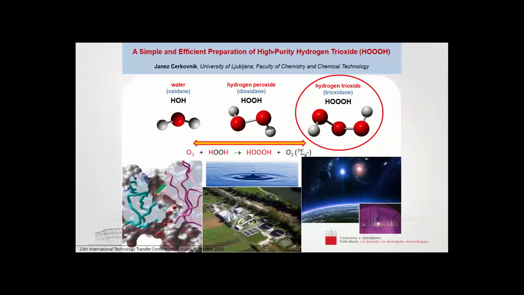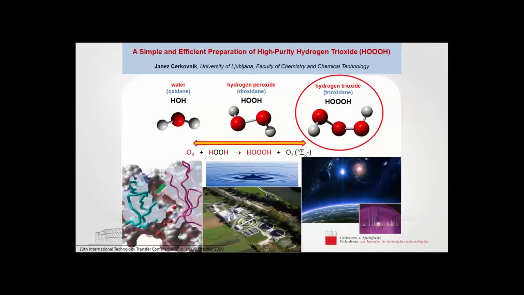So we are talking about very simple compounds: from left to right, water and hydrogen peroxide, which are the only naturally stable compounds consisting of the elements hydrogen and oxygen. The existence of hydrogen trioxide, on the right side, which is the higher homologue, has been assumed for about 100 years. However, the first reliable reports of its existence date back to the 60s of the last century.